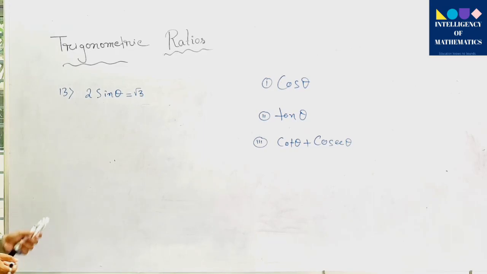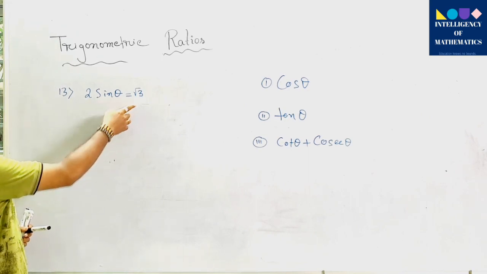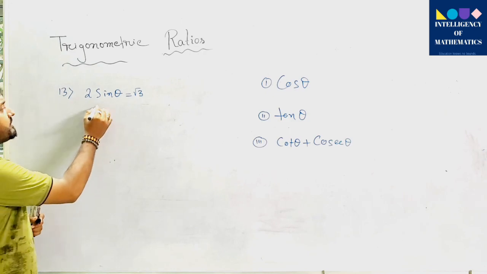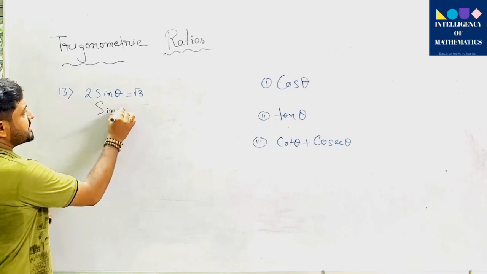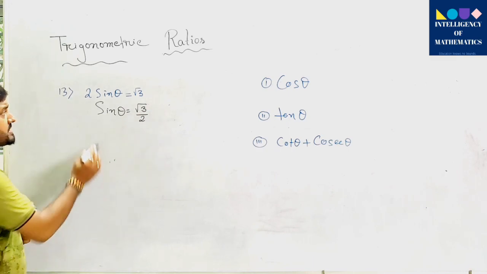So here we are discussing question number 13. After 10, 11 and 12 are the same kind, so we are not doing them. We are doing question number 13. It is given 2 sin theta's value as root 3. So we will take out the value of sin theta first. Sin theta's value is root 3 by 2, because this 2 is coming down.